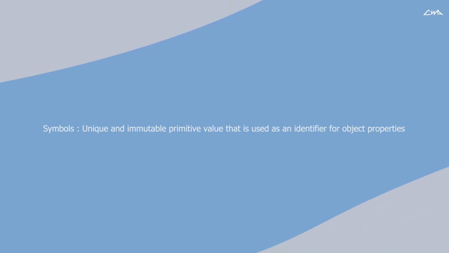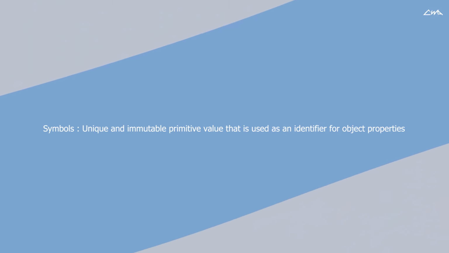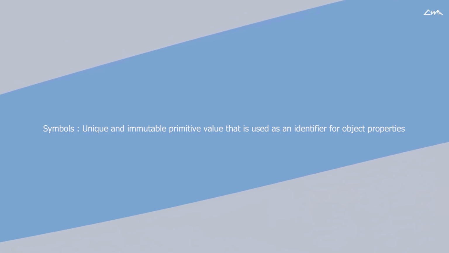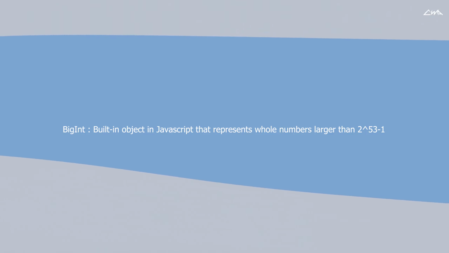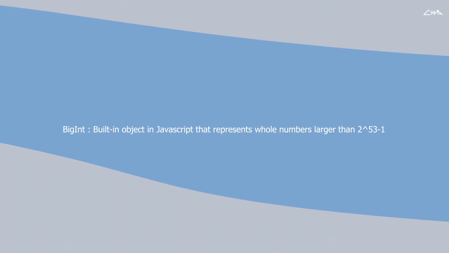Heading next in the list, we have null, an empty or null value. It represents nothing or an empty value. Then we have symbols, a unique and immutable primitive value that is used as an identifier for object properties. Next and the last on the list, we have BigInt, a built-in object in JavaScript that represents whole numbers larger than 2 to the power of 53 minus 1.